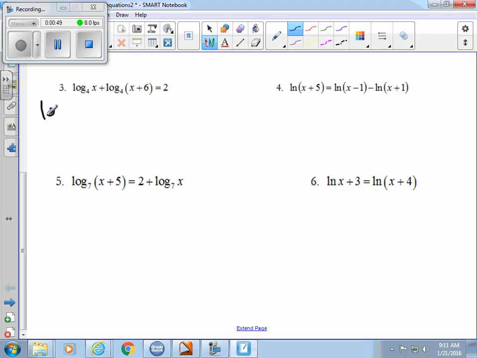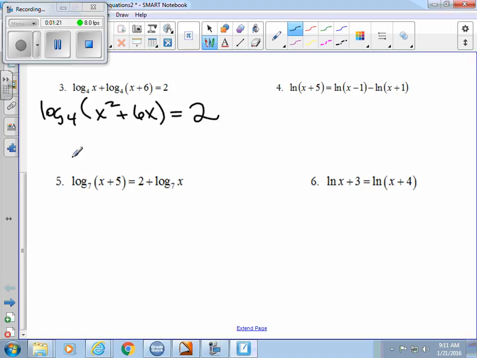Log base 4 of x times x plus 6. Does everyone agree we're going to use the multiplication property? So x squared plus 6x is what I'm going to write, save me a little time, but I'm going to multiply those together. Any questions so far?